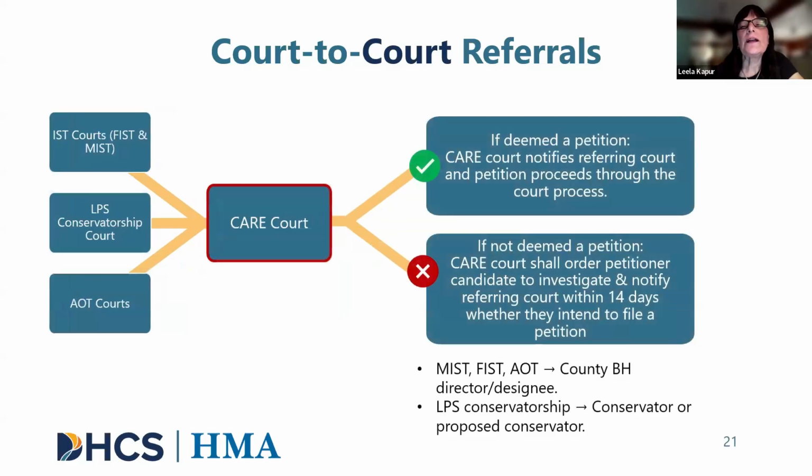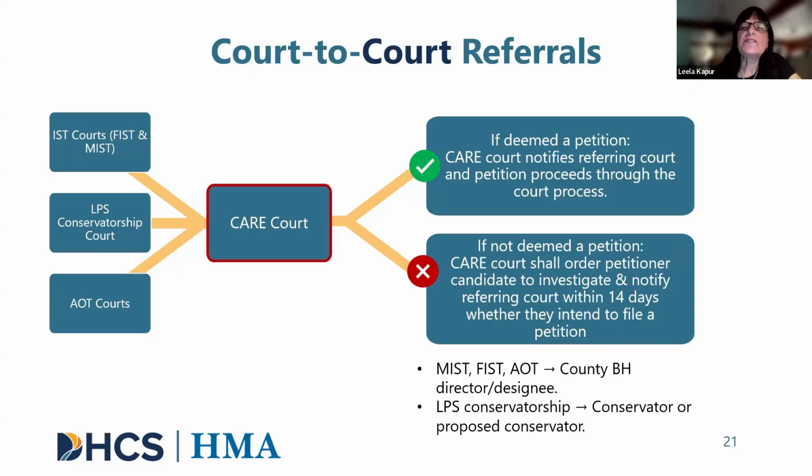If the CARE court deems that the referral out of the IST court or the LPS conservatorship court or the AOT court is sufficient to be a petition, the CARE court is going to notify the referring court that it has accepted the referral as a petition, and that petition is going to go through the CARE process in the same way that any other petition was. So the CARE process is initiated at that point, and no additional or separate petition form is required.